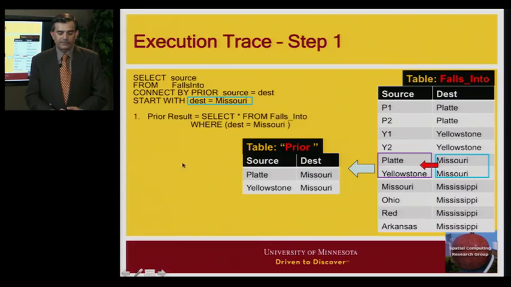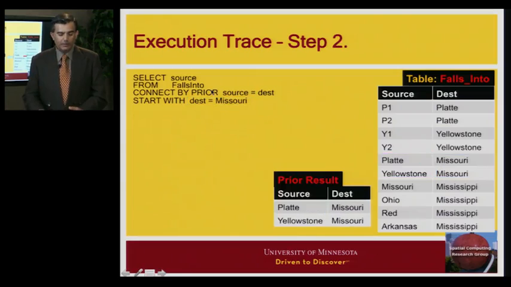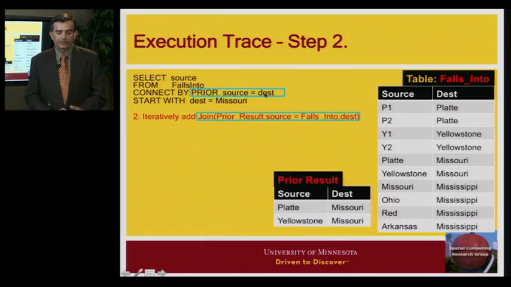So in the first step we get 2 rows where destination is Missouri as specified by this start with clause. Once we have done that, we can grow the result, and at that point this connect by clause comes in handy. So in the next step we basically look at this connect by clause and this condition, and we try to grow the result. More formally, you can think of this prior dot source equal to the original table falls into dot destination as a join condition.